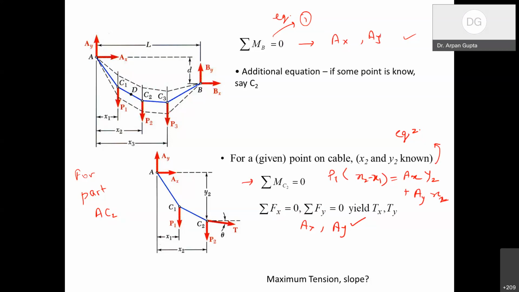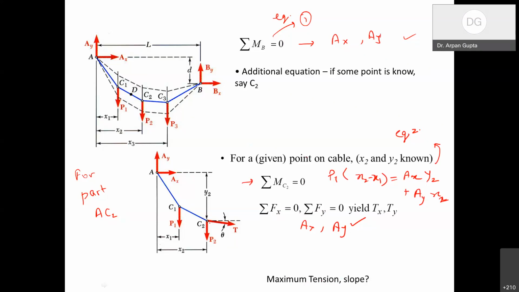So again, balancing moment about point C3, we can calculate y3. And similarly, balancing the forces, we can calculate the tension forces. Right? Now, the next question, which is written here, is what will be the maximum tension and slope. So now the question comes, where is the maximum tension?